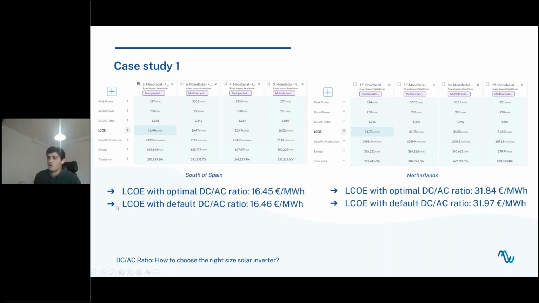And here we can see the gain in the LCOE that we got with the optimal solution when comparing it to the default one. In the case of Spain, it wasn't that big because the optimal ratio was pretty close to 1.2. But we can see how in the Netherlands we are gaining an important value with the LCOE when defining the optimal DC-AC ratio.